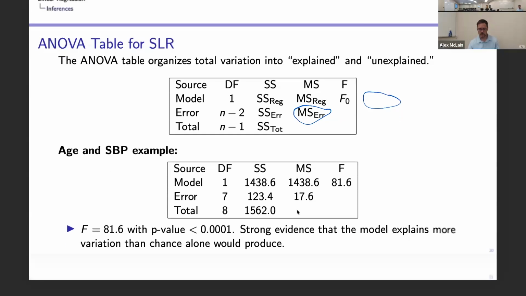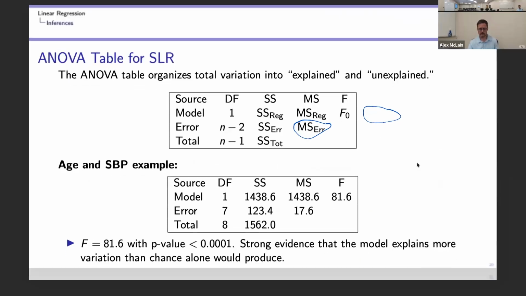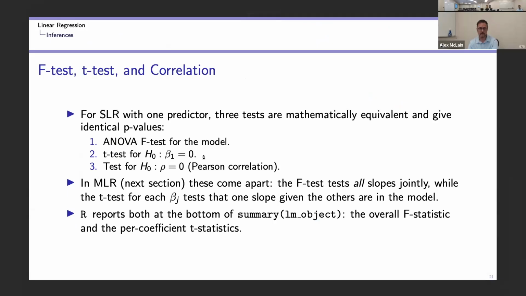Now, when we're doing simple linear regression, this overall F-test is going to be the same as the t-test for beta 1, and it's also going to be the same as a correlation test. So when we only have one variable in the model, all three of those tests are going to be the same thing. They're going to have the same significance. When we get to models that have multiple components to them, then those tests start to split apart, and that's what we'll talk about in the next section, when these come apart, when we have different variables in the model.